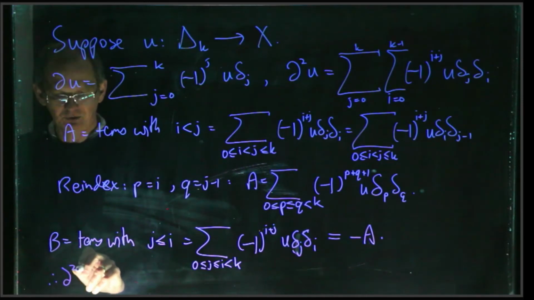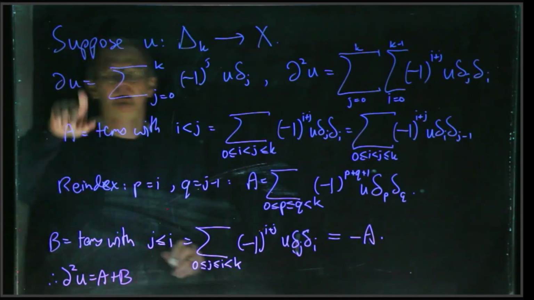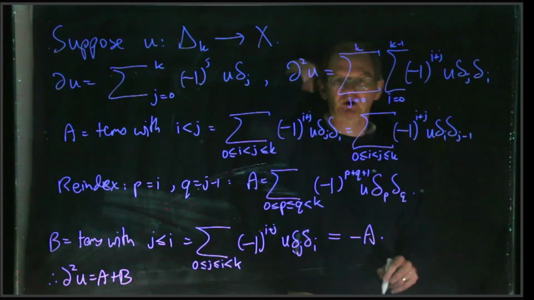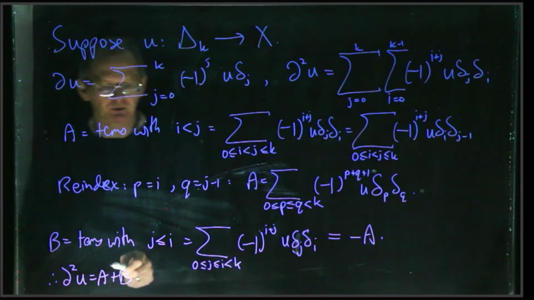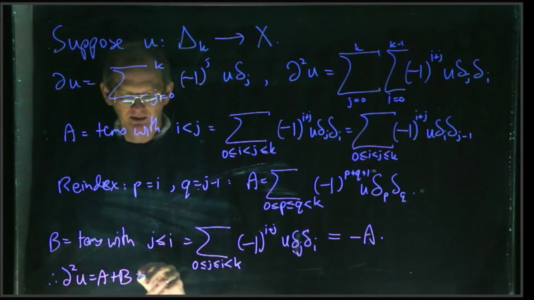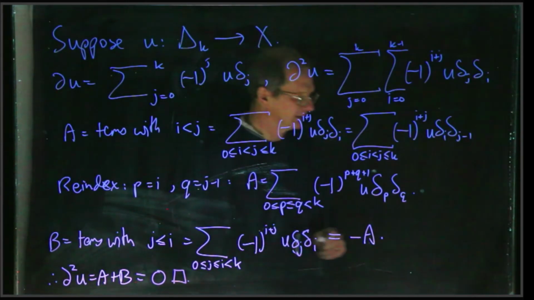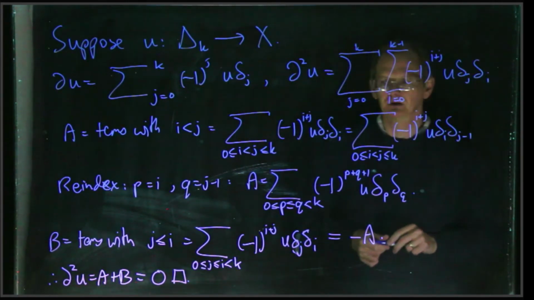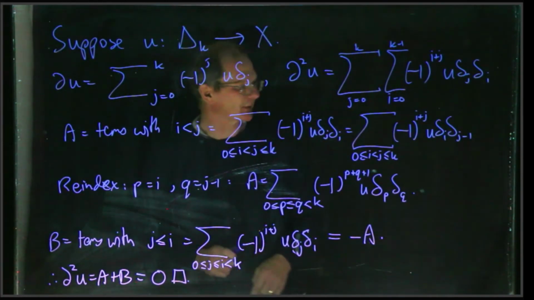And so in conclusion, d squared u, that was A plus B. It's just that d squared u is this sum over here, and we've just divided the terms into two groups and called one group A and the other group B. So d squared u is just A plus B. But here we've seen that B is the same as minus A, so we just get 0. So that's our key fact, that this differential that we have in singular chains satisfies d squared is 0.